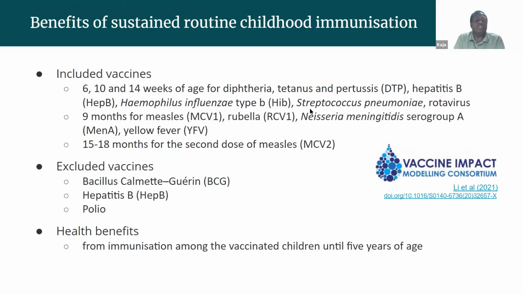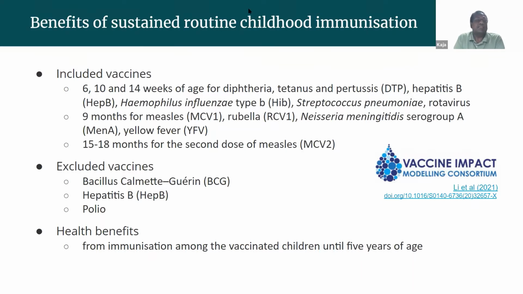Here we primarily looked at the vaccines given in the first year of life, which means the vaccines given at the first, second, and third visits, at 6 weeks, 10 weeks, and 14 weeks of age, or 2, 4, and 6 months, depending upon the country. These are primarily the pentavalent vaccine, which covers diphtheria, tetanus, pertussis, hepatitis B, and Haemophilus influenzae type B, and also the pneumococcal vaccine and rotavirus vaccine.